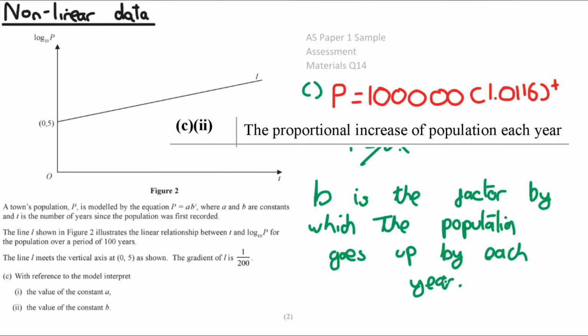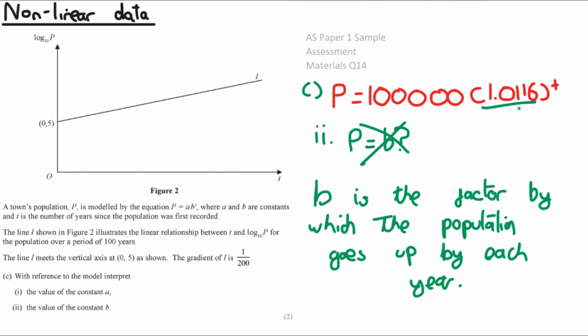The mark scheme states it as the proportional increase of population each year. I've worded it as this because I think this is a bit easier to understand and to word. But basically, b is, for each single year, 1, 2, 3, 4, 5, it always goes up by this factor.